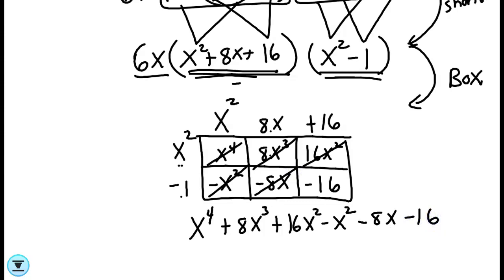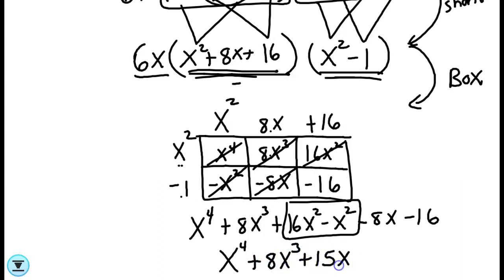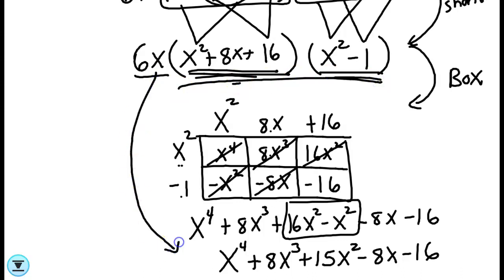And now I'm just going to put together the terms that are the same. So for instance, these are both x squareds, so I'll put those together. And that's going to be 15x squared. Now remember, that's just for this pair. This 6x here still needs to come all the way down there.